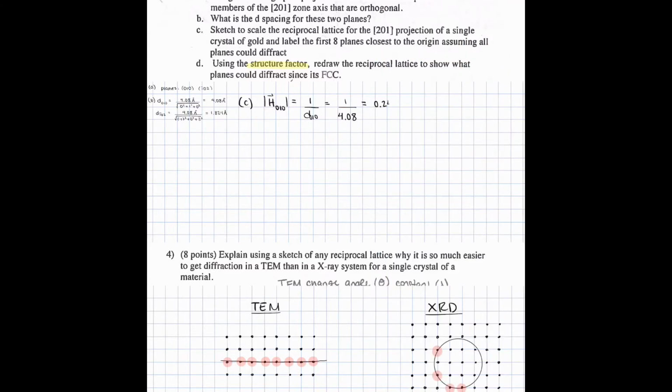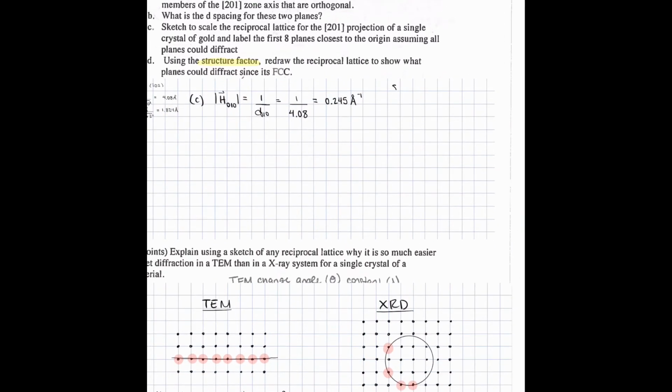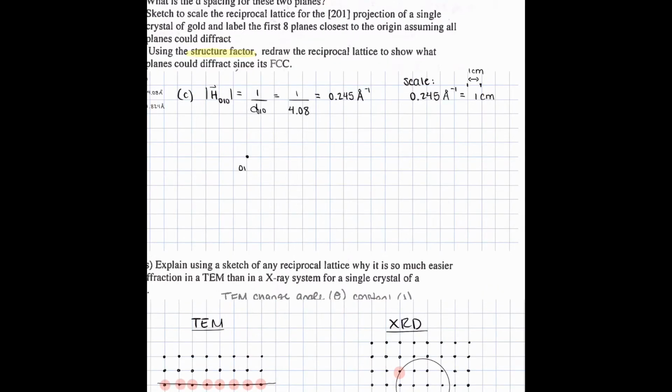Alright, so first we find H to use as our scale. H is the inverse of D, as in the reciprocal of D, or the reciprocal lattice, and that ends up being 1 over 4.08. You can use either plane, I just happen to use the 010 plane. Now you're going to set that value, the 0.245, equal to a centimeter, a half centimeter, 2 centimeters, whatever you want your scale to be. Right after that, you want to go ahead and draw a random origin, wherever on the page. And then 1 centimeter away, or whatever your scale was, you want to set that as your 010 plane, or whichever plane you chose to set as your scale.